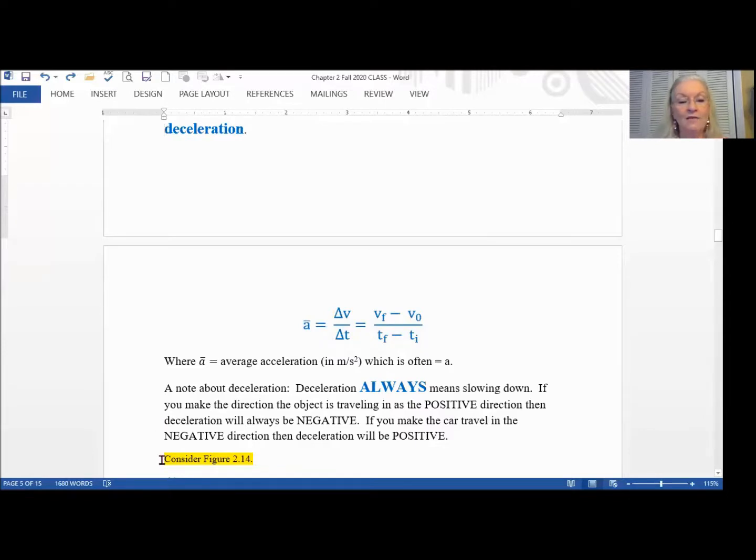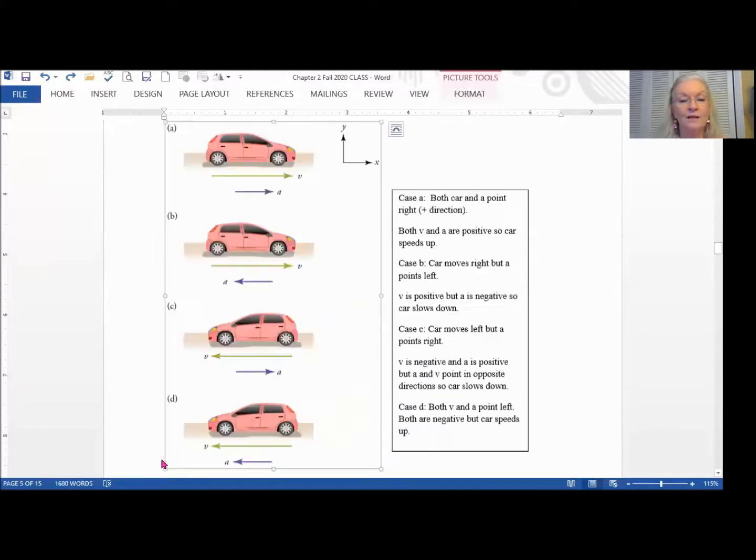So let's look at figure 2.14 from your book. It's a little graphic showing you a car and the relationship between its velocity and its acceleration. So if the car is going to the right, the green arrow indicates the velocity, the purple arrow is the acceleration. So in the right, it's speeding up. In the middle diagram, it's slowing down. In the third diagram, the car is going left and the acceleration is going right. So it's still slowing down.